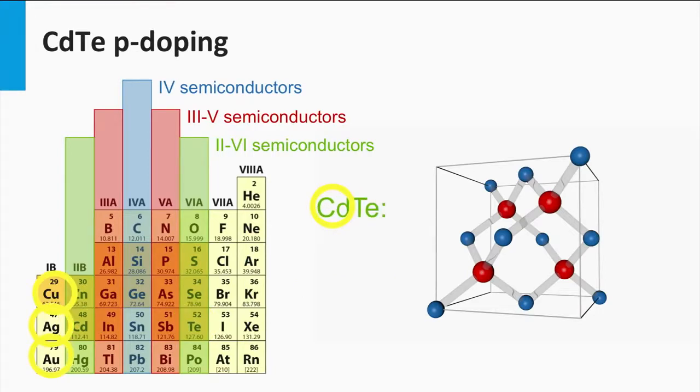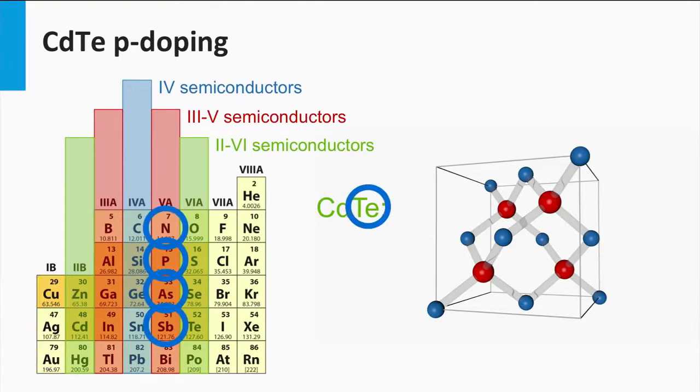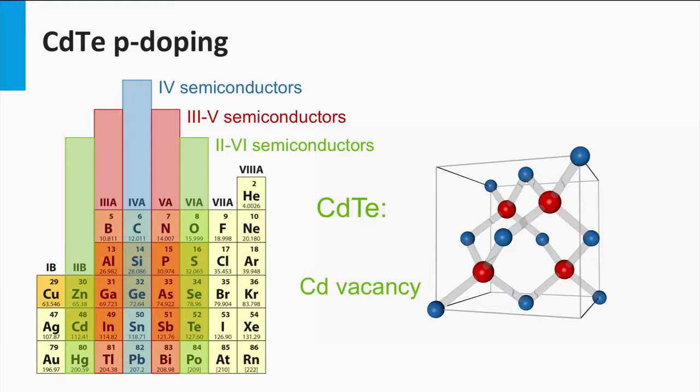P-doping of cadmium telluride can be achieved by replacing the 2-valence atom cadmium with a 1-valence electron atom like copper, silver or gold. These elements act as shallow acceptors. P-doping is achieved as well by replacing a 6-valence tellurium atom with a 5-valence electron element like nitrogen, phosphorus, arsenic. They act as shallow acceptors. A cadmium vacancy acts like an acceptor as well.